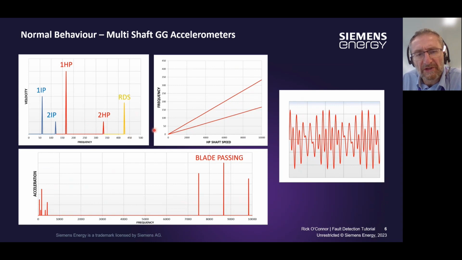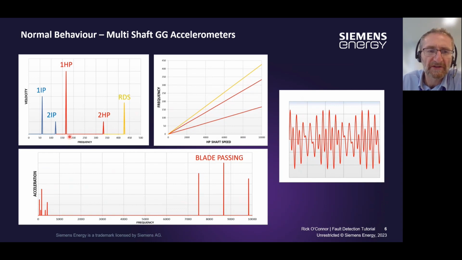If we just look at the red for now, the HP signal, and plot this against HP speed, you'll see a linear relationship as the speed increases. So there's your 1x and here's your 2x. And if we also say, hang on, we've got another peak here. This is the radial drive shaft in this instance, and it happens to run at 2.56 times the rotational speed of the HP shaft. So if we added that onto the plot, we would see 2.56 run up here.